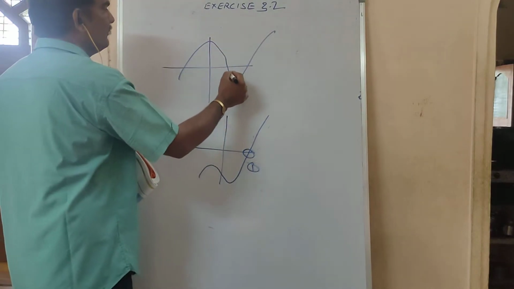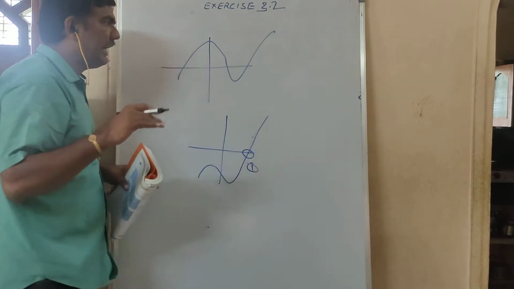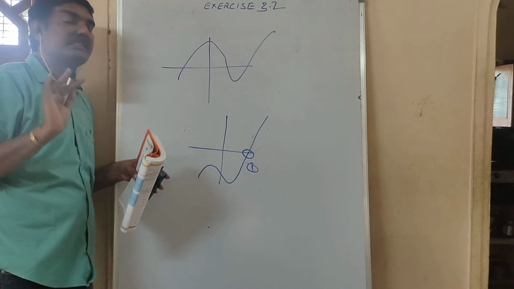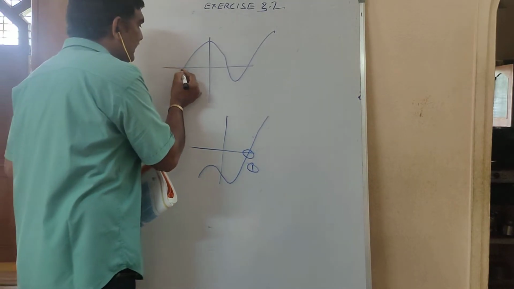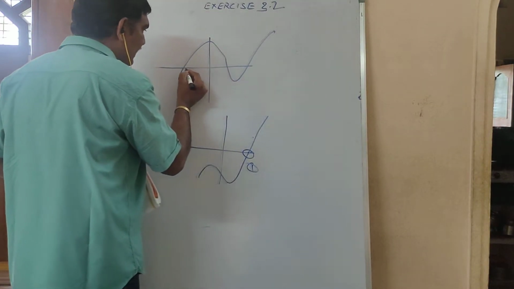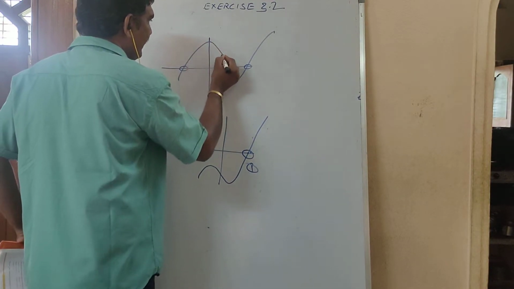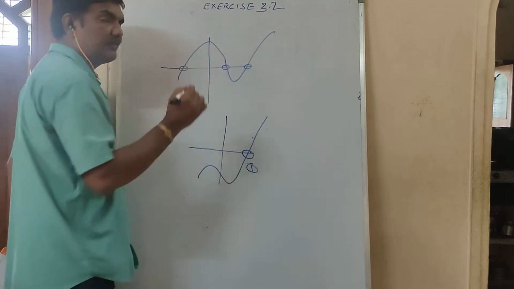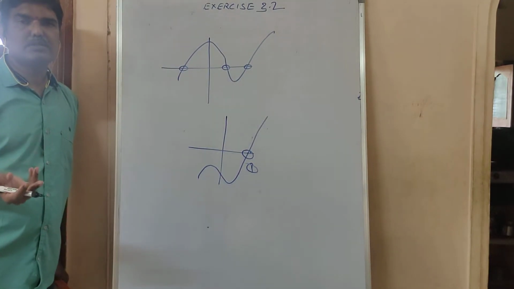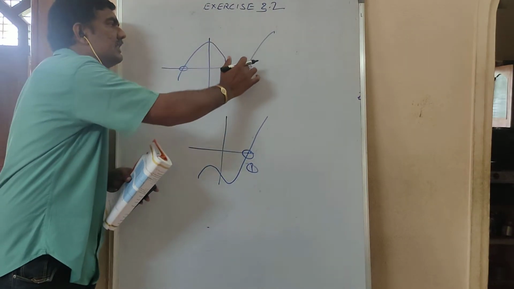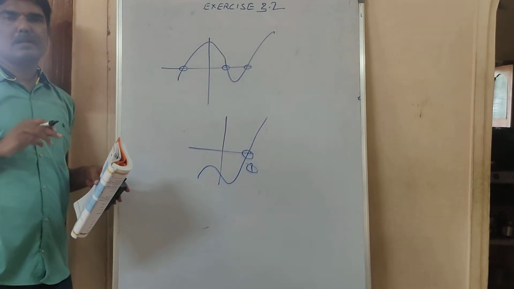Now it is a graph. How many times is the graph intersecting the x-axis? On this x-axis, the graph is intersecting 3 times. How many zeros will there be? 3 zeros will be there. So this graph is an example of a cubic polynomial.